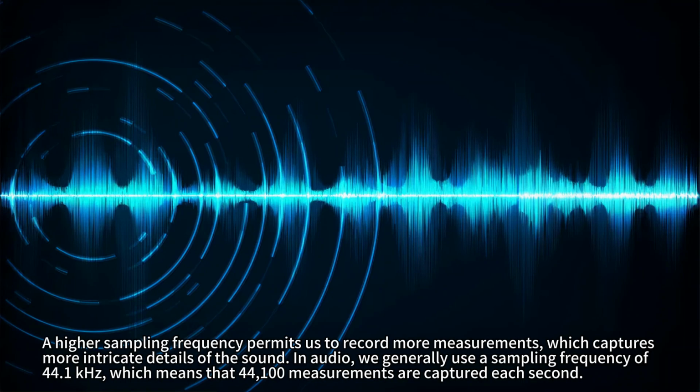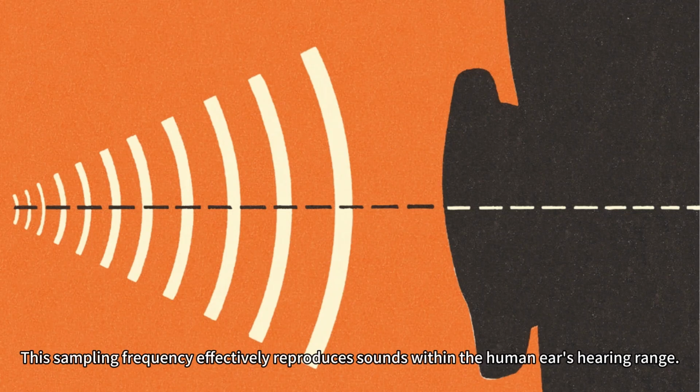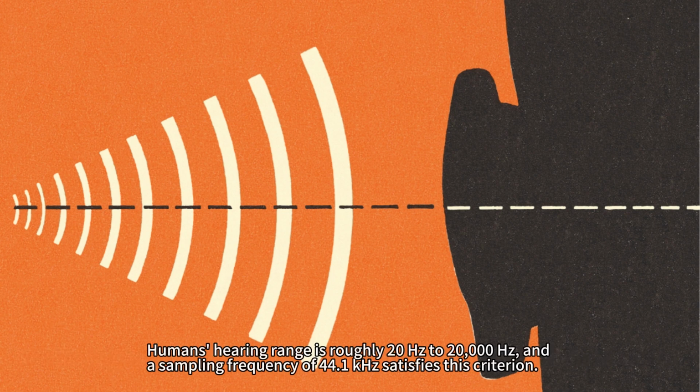In audio, we generally use a sampling frequency of 44.1 kHz, which means that 44,100 measurements are captured each second. This sampling frequency effectively reproduces sounds within the human ear's hearing range. Humans' hearing range is roughly 20 Hz to 20,000 Hz, and a sampling frequency of 44.1 kHz satisfies this criterion.